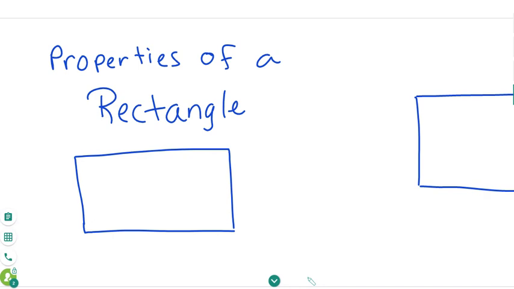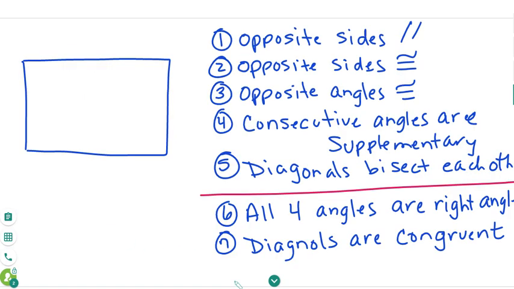Properties of a rectangle. Opposite sides of a rectangle are going to be parallel, so we'll mark those with our arrows. Opposite sides of a rectangle are congruent. We'll mark those with our congruent lines.